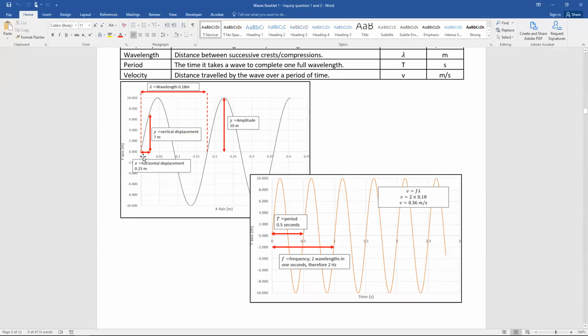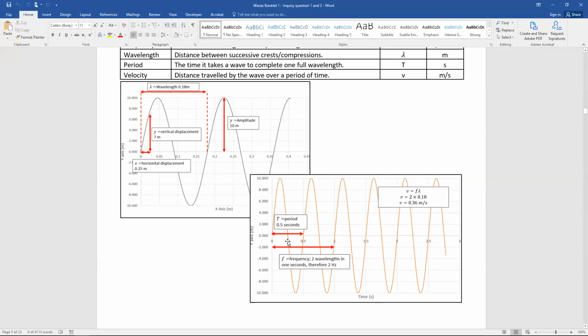I forgot to talk about these graphs. These graphs, remember, you got two graphs. You got a vertical displacement versus horizontal displacement, and with these ones, you can get the amplitude of a wave. You can also get the wavelength of a wave. And the wavelength is the distance from one crest to the next, or from one particular point that repeats itself again in another phase.